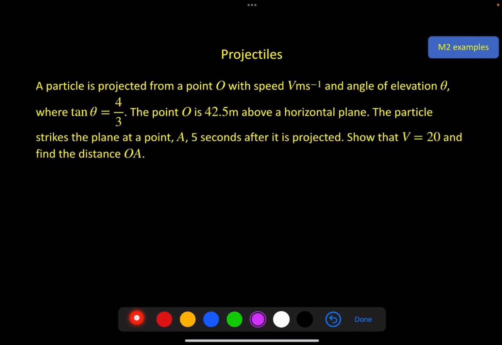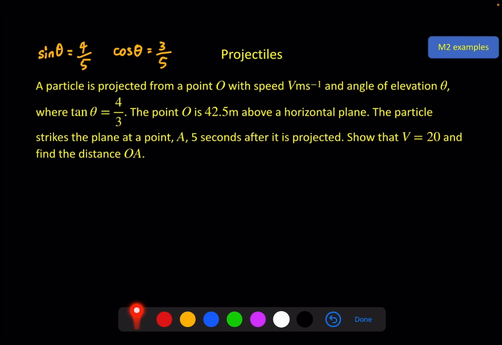Second example. A particle is projected from a point O with speed v meters a second and angle of elevation theta, where tan theta is 4 over 3. So actually, let me just write straight away from that. Tan theta is 4 over 3. I can say that sine theta, remembering that tan is opposite over adjacent, and this is a 3 and a 4, so the hypotenuse there will be a 5. Opposite 4 over hypotenuse 5, using the same idea that we had in our previous video, sine theta is 4 over 5, and cosine theta is 3 over 5, adjacent over hypotenuse.